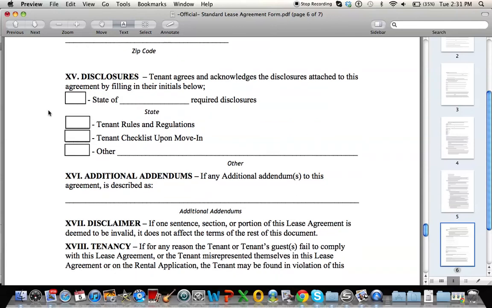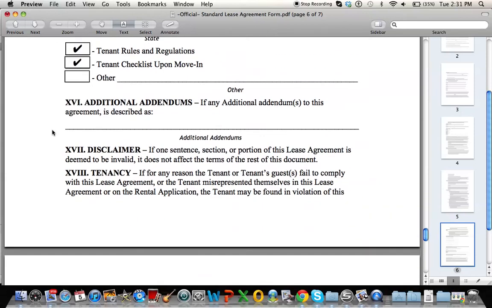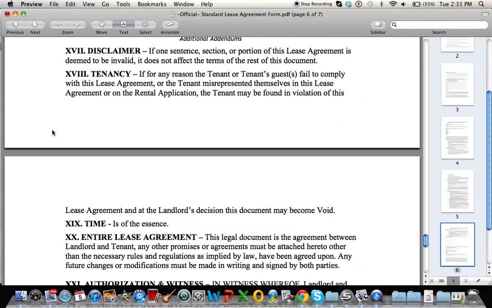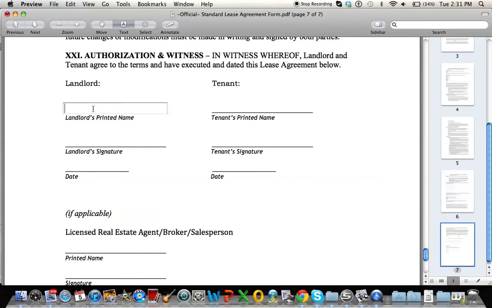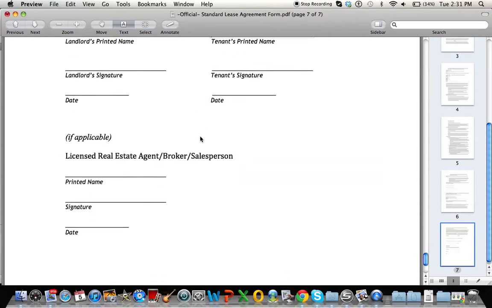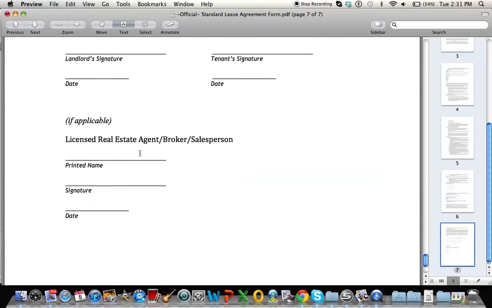Disclosures. Tenant agrees and acknowledges the disclosures attached to this agreement by filling in their initials below. Okay, the state of New York. Check that. You don't want to check these. Additional. Nope, no additional. Authorization and witness. Here, the landlord's going to sign: signature, date, as well as the tenant: print name, sign, date as well. And if there was a licensed real estate agent, broker, or a salesperson involved in the transaction, you're going to want to print his or her name, signature, and date.